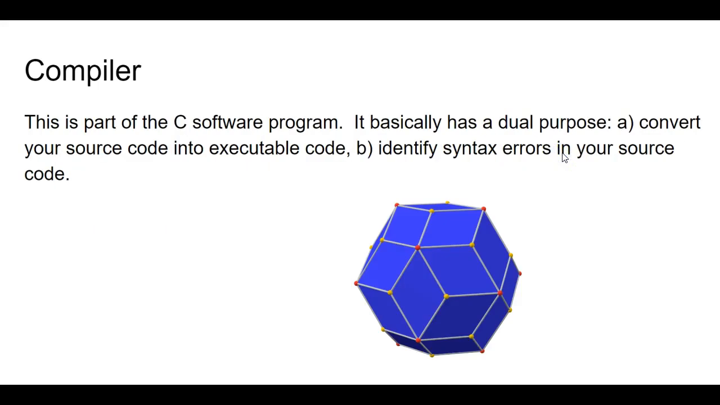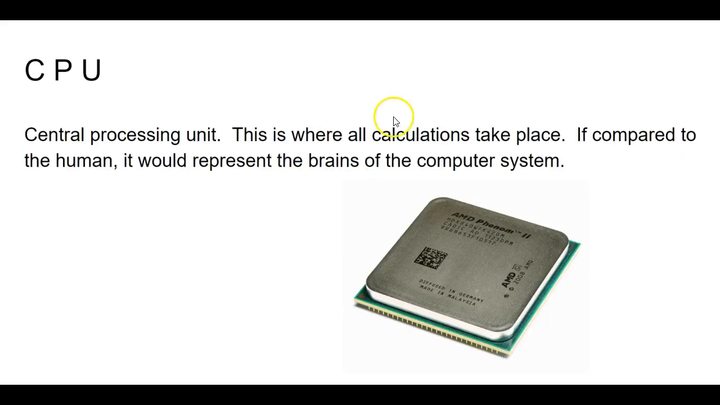A compiler is a software program that is used to take our source code, the code that we're going to write, and convert it into executable code. While it does this, it's going to identify what's called syntax errors, or maybe you might want to call it grammar errors, as it converts our code into something the computer runs.